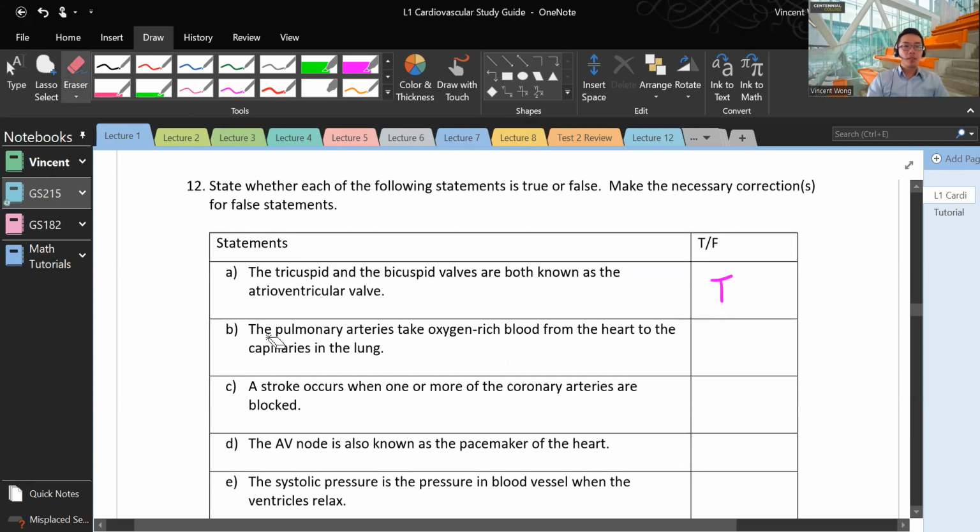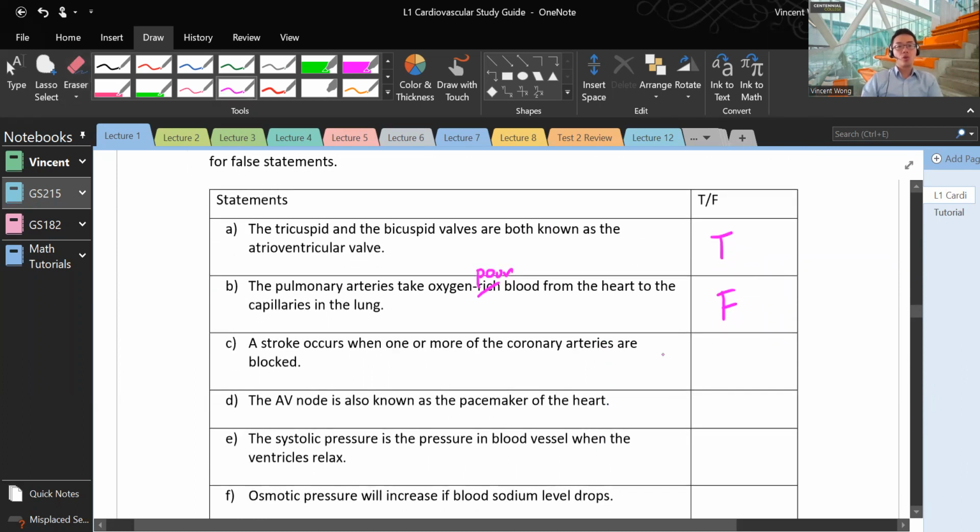What about the next one? Pulmonary artery takes oxygen-rich blood from the heart to the capillaries in the lung. Is this true or false? That is false. Okay, it should be oxygen poor. The only reason why we are taking it to the lungs is because it doesn't have enough oxygen. That's why we're taking it to the lungs to enrich it, right? So this is false.